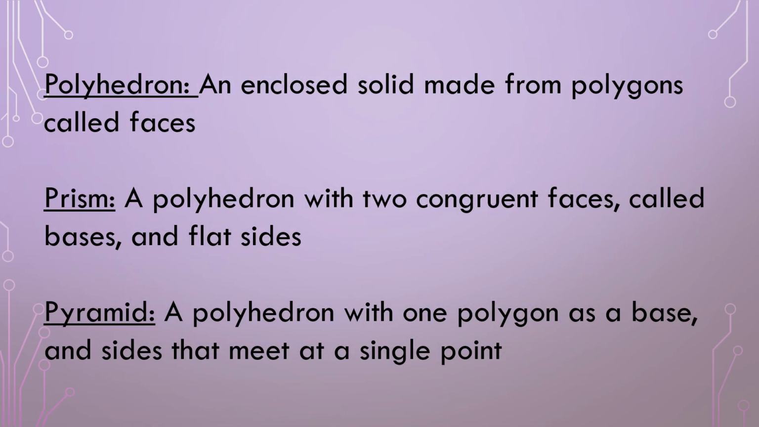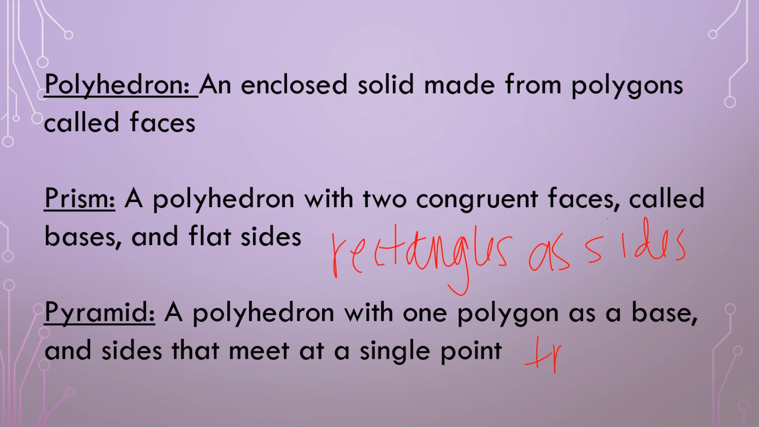Okay, so a polyhedron, which was everything that you guys just saw in those real life pictures, is an enclosed solid made from polygons called faces. So basically anything that is an enclosed solid is a polyhedron. A prism is a polyhedron with two congruent faces called bases and flat sides, and prisms always have rectangles as the sides. A pyramid is a polyhedron with one polygon as a base and sides that meet at a single point. These ones, pyramids, always have triangles as sides.